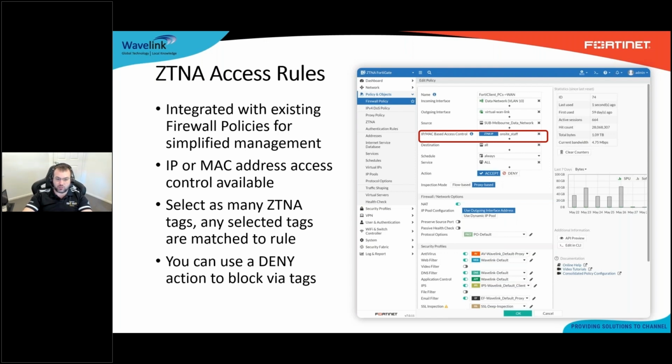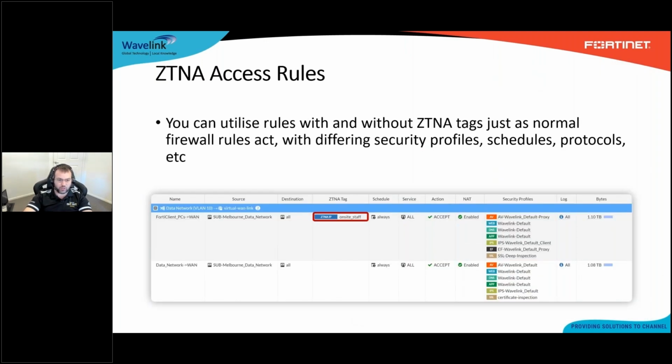And we can use these also in deny policy. So it doesn't have to be just accept, it could also be a deny. So you can utilize these rules with or without ZTNA tags just as normal. And this can be used to apply different security profiles, schedules, protocols, etc. And you can see in this screenshot that the rule with the ZTNA tag, we're also applying deep inspection, whereas the one without the ZTNA tag, we're not.